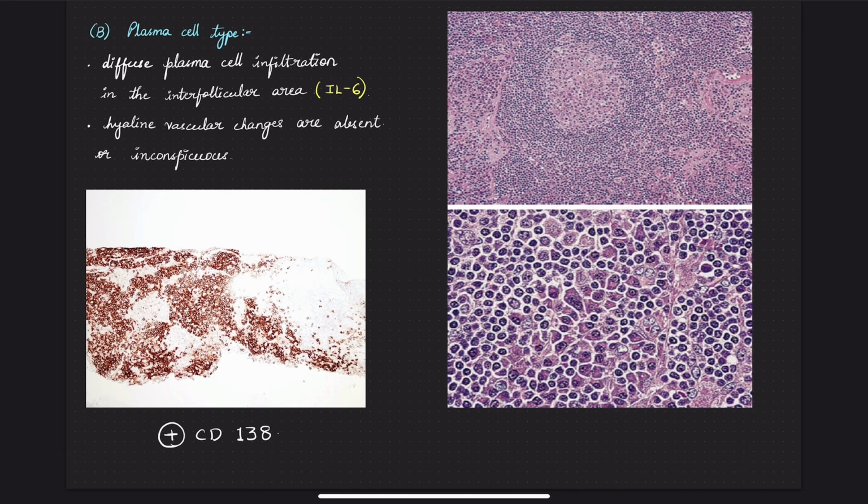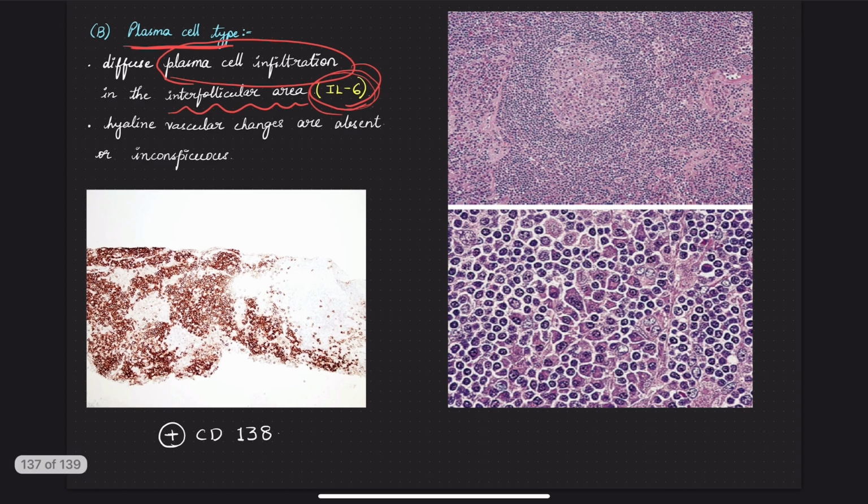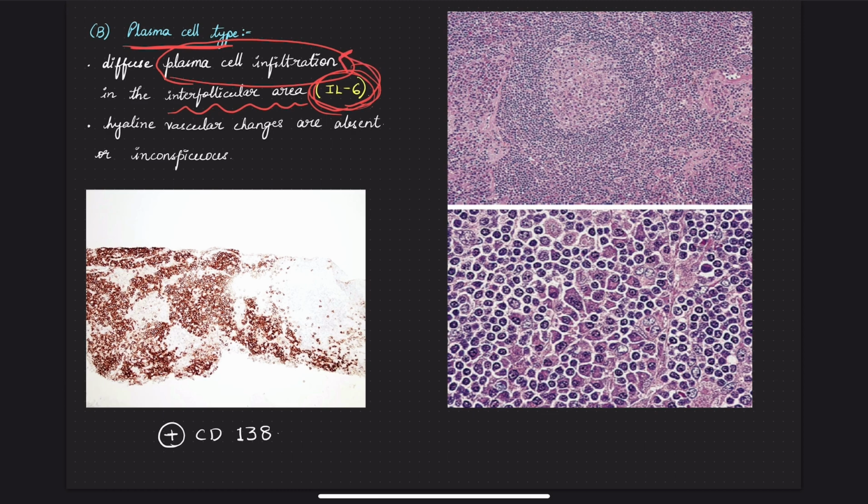Coming to the second microscopic variant, the plasma cell variant. As the name suggests, it is a diffuse plasma cell infiltration in the interfollicular area. This diffuse plasma cell infiltration is attributed to interleukin 6. There is lots of production of interleukin 6 because of some infectious etiology. This interleukin 6 is responsible for the production of plasma cells.